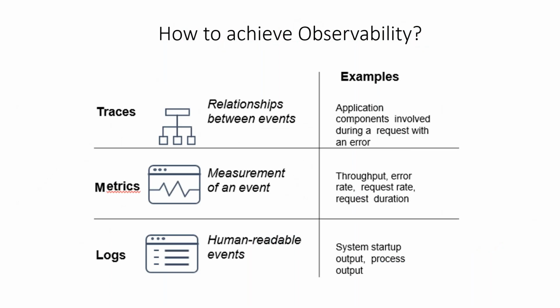So look at this here, how to achieve observability. Traces talk about the relationship between events, metrics are measurements of an event, and logs are human-readable events.